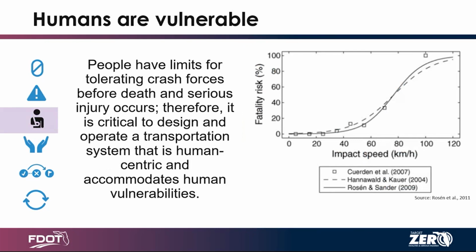Humans are vulnerable. So when you look at the impact speed and the fatality risk for a crash, you can see that as the impact speed goes up, say from 20 to 40, this is kilometers per hour, but you can make a similar shape with miles per hour, the fatality risk is going to go up exponentially. That's because kinetic energy is 1/2 mv squared, right? So the velocity factor in that is squared, and it's going to be an exponential increase until you get up there towards that 80-90% range.